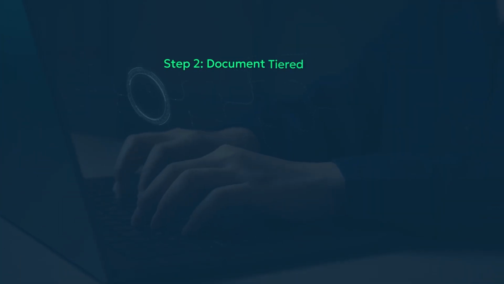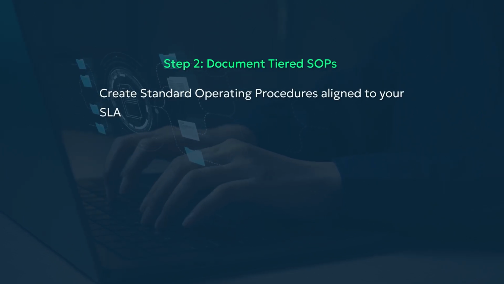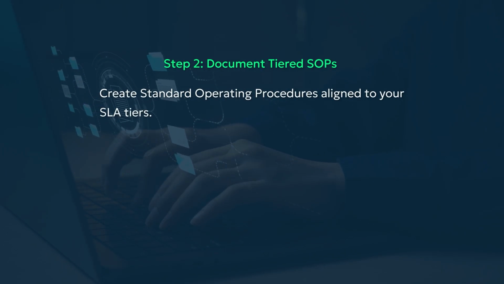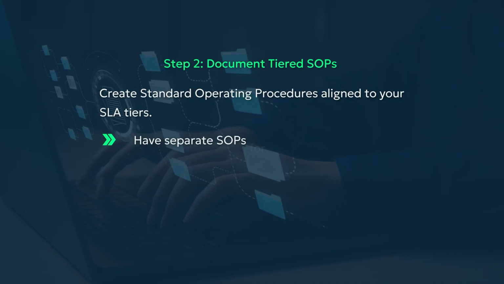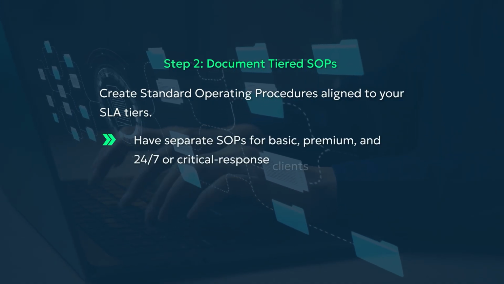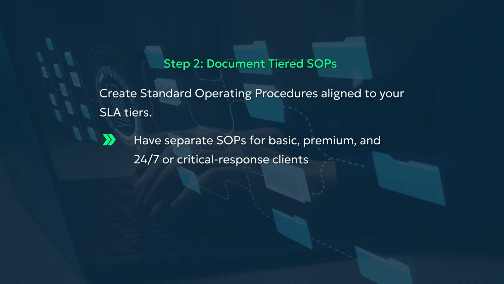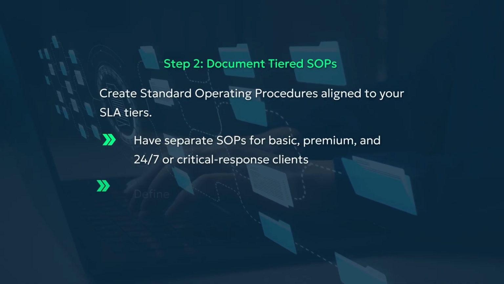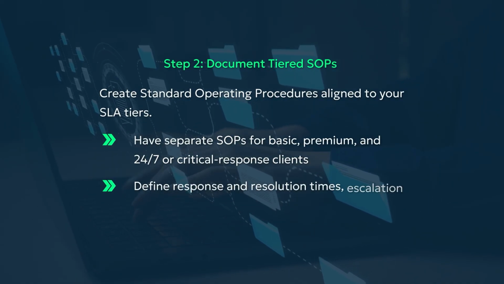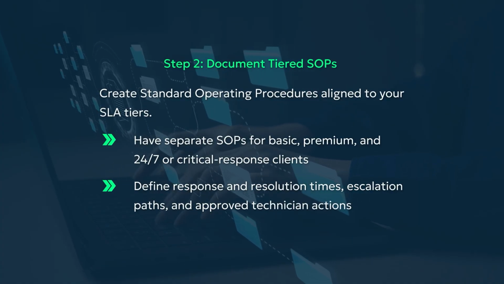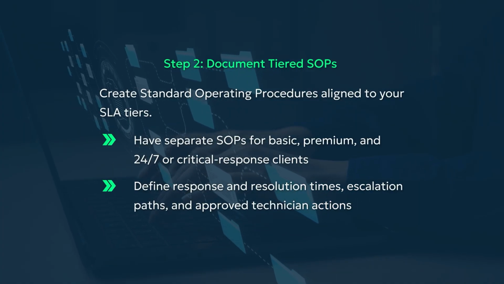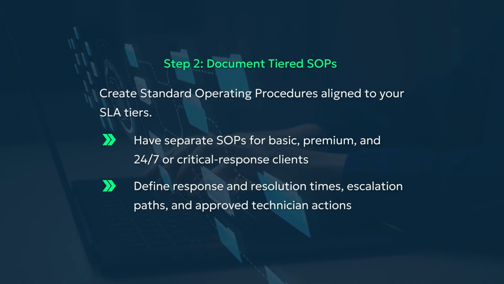Step 2. Document tiered SOPs. Next, create standard operating procedures aligned to your SLA tiers. You should have separate SOPs for basic support, premium support, 24/7, or critical response clients. Additionally, each SOP should clearly define expected response and resolution times, escalation paths, and approved technician actions.